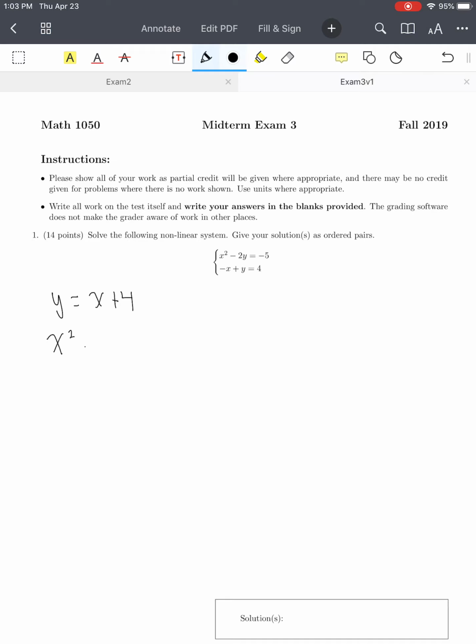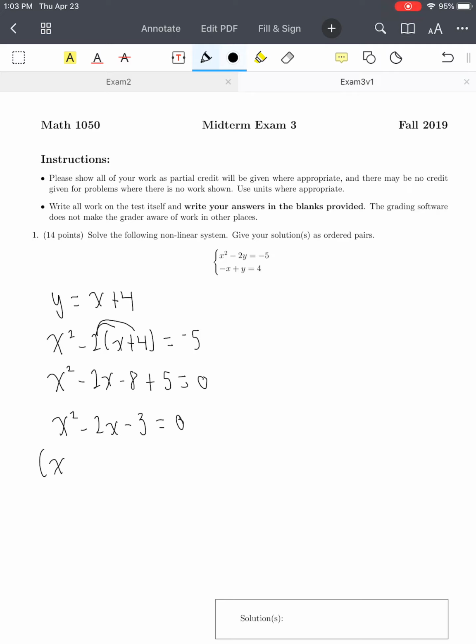So x squared minus 2x plus 4 equals negative 5. And we can get x squared minus 2x minus 8 plus 5 equals 0, just adding the 5 over and distributing. And then x squared minus 2x minus 3 equals 0. And let's see, it looks like here we can just factor this.